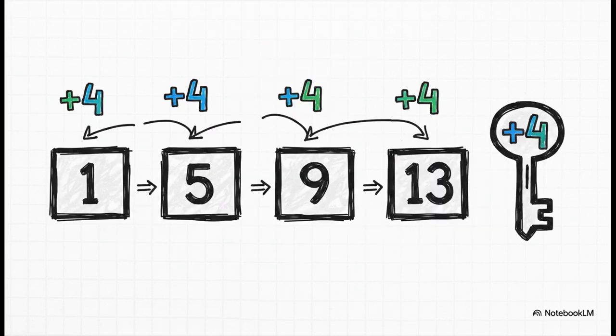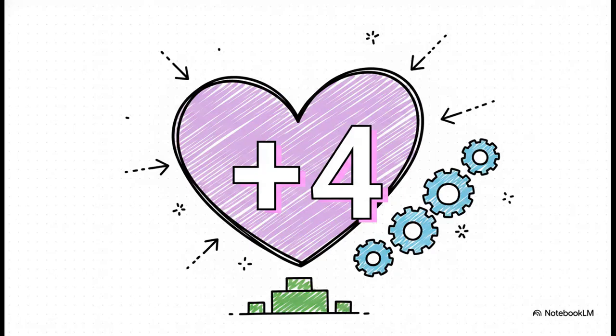To get from 1 to 5, you add 4. From 5 to 9, you add 4 again. And from 9 to 13, same thing, plus 4. This consistent jump is what we call the common difference, and it's the absolute key to unlocking the first part of our answer. So that number, plus 4, is the engine driving this whole sequence. It's the first major clue we need.